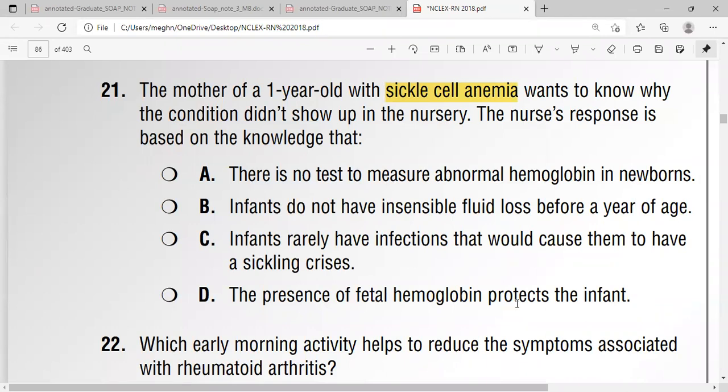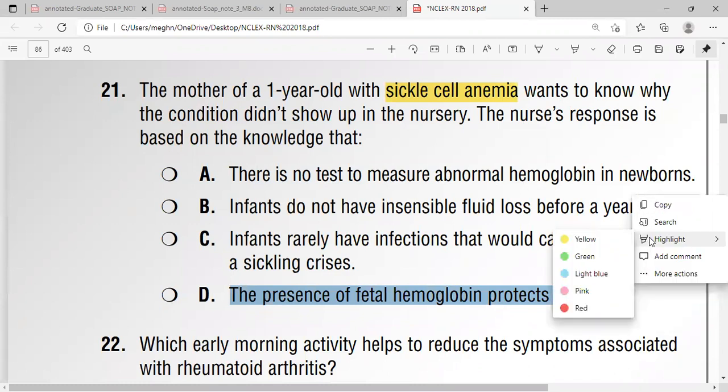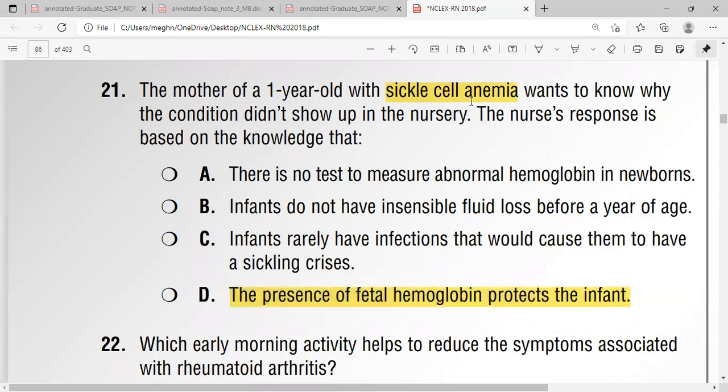is number D. The presence of fetal hemoglobin protects the infant. So this is the answer for infants who have sickle cell anemia. The presence of fetal hemoglobin until about 6 months of age protects the affected infant from episodes of sickling. So the presence of fetal hemoglobin protects the infant up to 6 months.